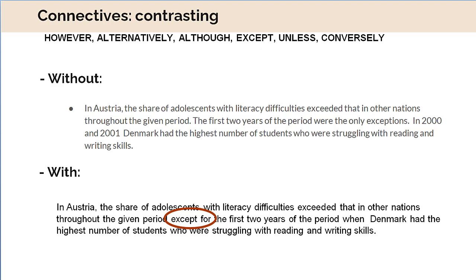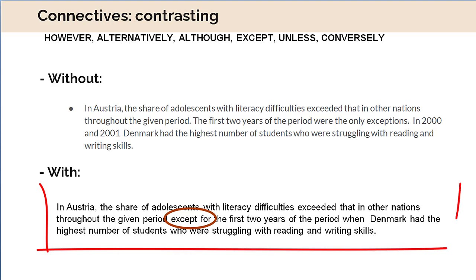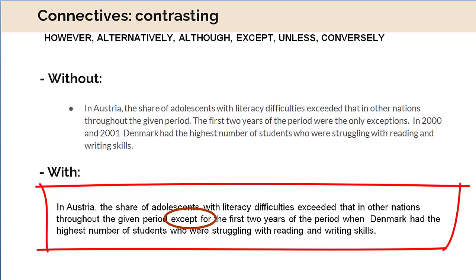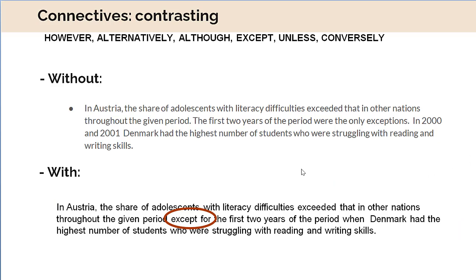For instance, take a look at this sentence. In Austria, the share of adolescents with literacy difficulties exceeded that in other nations throughout the given period, except for the first 2 years of the period when Denmark had the highest number of students who were struggling with reading and writing. First of all, it turns these 3 sentences into just one. Perfect. An excellent cohesive device.